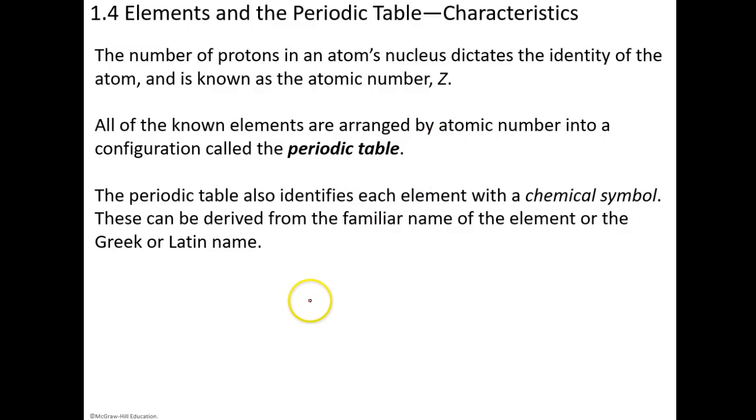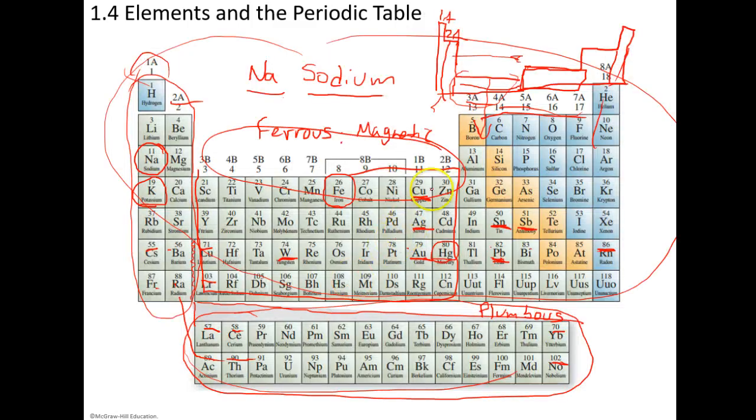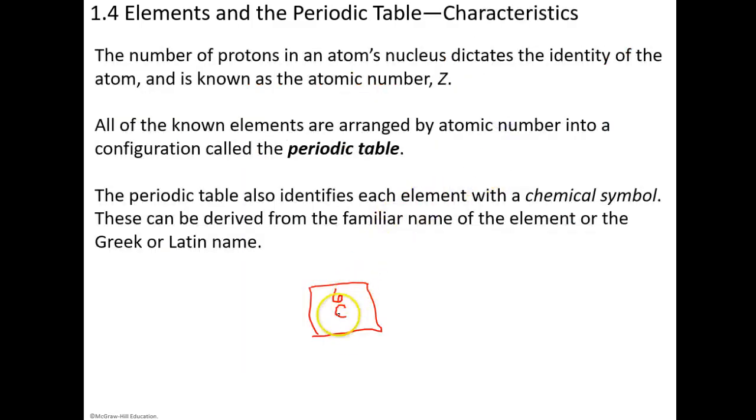Okay, so the elements. Let me just draw one. You have a carbon with a 6 on top of it. If you look back here, you can see carbon has a 6 on top of it. There are also other numbers down here, not on this periodic table, but I'll show you at the end of the slides that there are other numbers, the atomic mass, which we'll talk about in a second. But the number of protons in an atom's nucleus dictates the identity of the atom, which is also known as the atomic number, Z. The top number is the atomic number, and they show it with the letter Z.